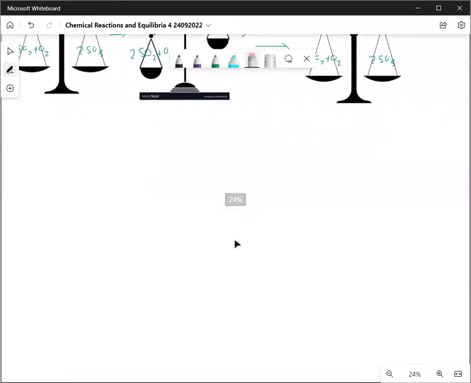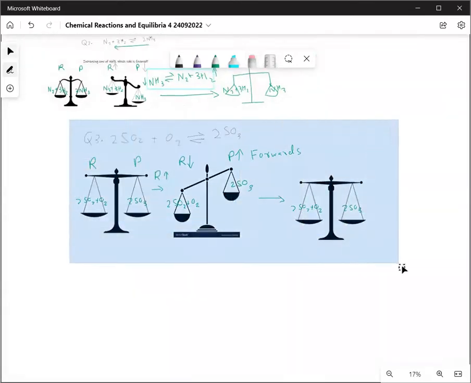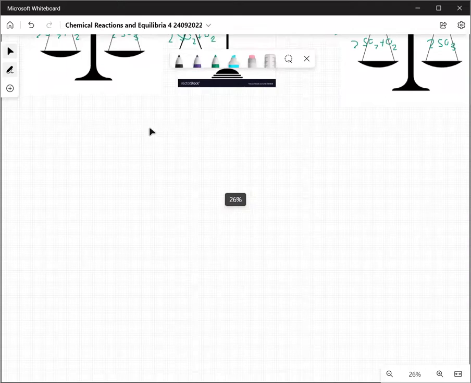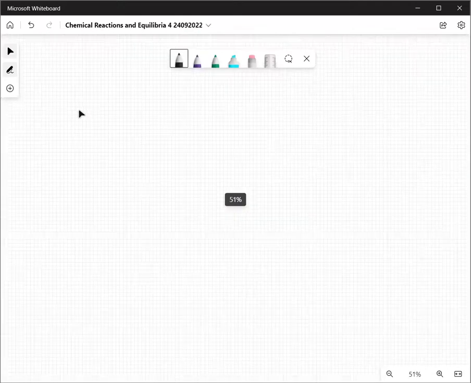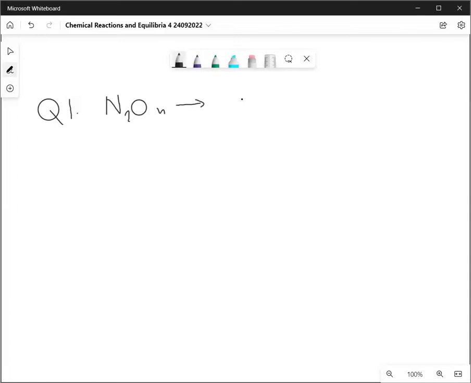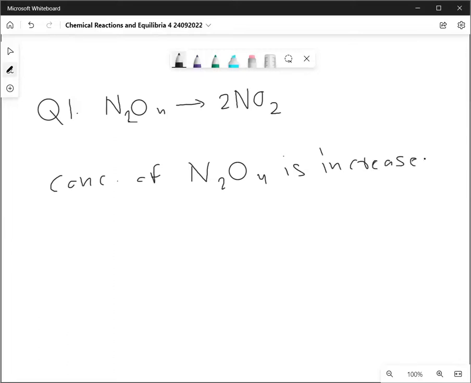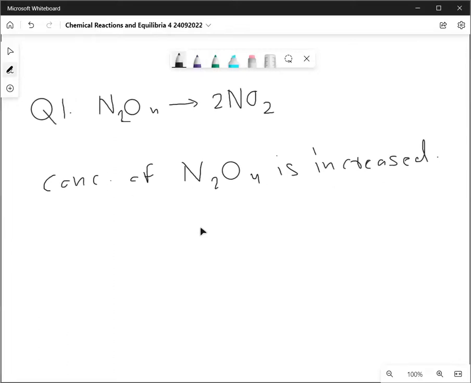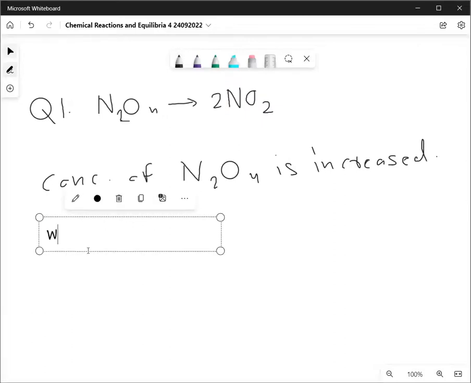Yes, sir. Let's try another one, just like this. I won't be making those diagrams now. I'll just show you and ask you questions. Question number 1. First you have N2O4 gives us NO2. Now I'm increasing the concentration of N2O4. Which side will the reaction go? Which side is preferred?